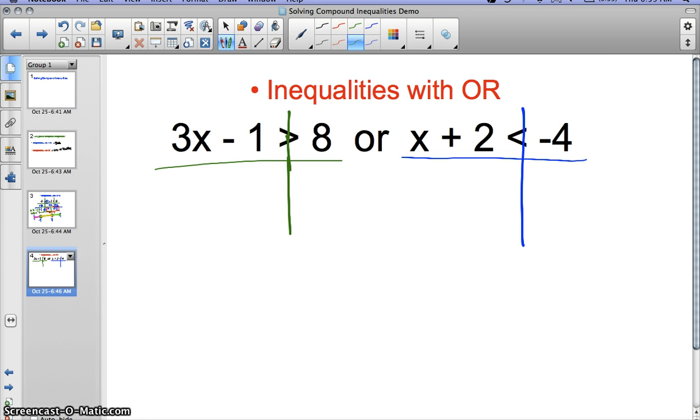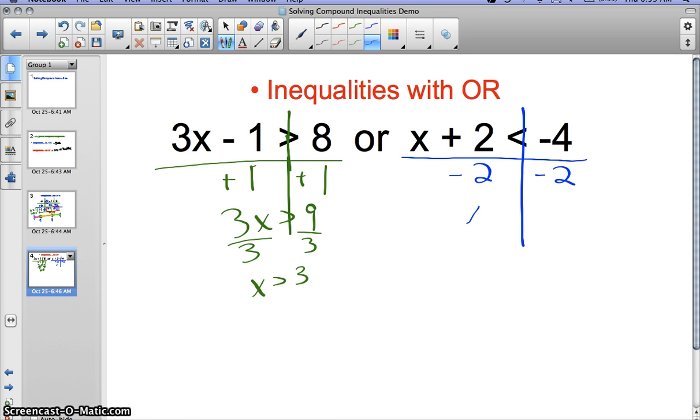They're two separate inequalities, so don't even look at the other one while we're doing the first one. 3x minus 1 is greater than 8. Everybody knows add 1 to both sides. 3x greater than 9. Divide by 3. X is greater than 3. Alright, I think everybody's okay with that and comfortable at this point. X plus 2 is less than negative 4. So we're just going to subtract 2 from both sides. X is less than negative 6. Again, I think everybody's okay with those.